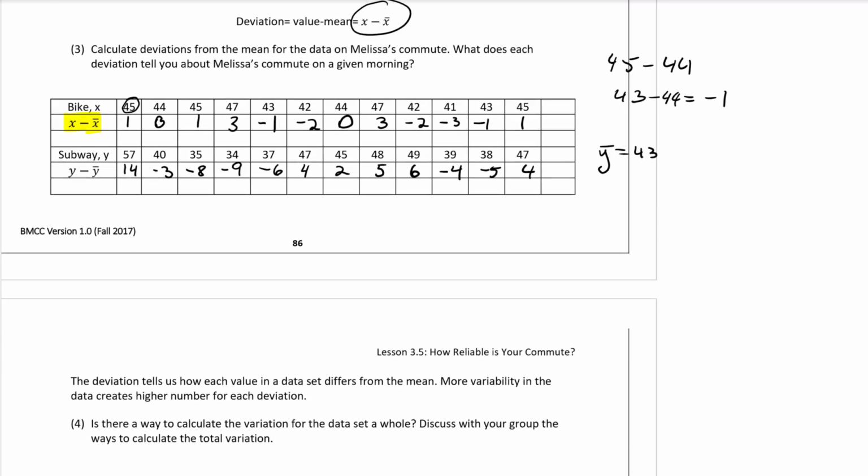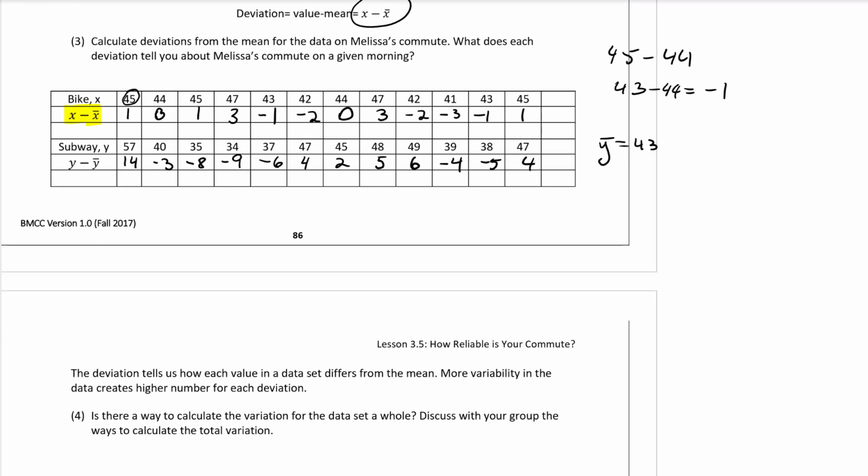All right, so let's see how this will be helpful as we learn about the measure of how the commute differs. So the deviation tells us how each value in a data set differs from the average.